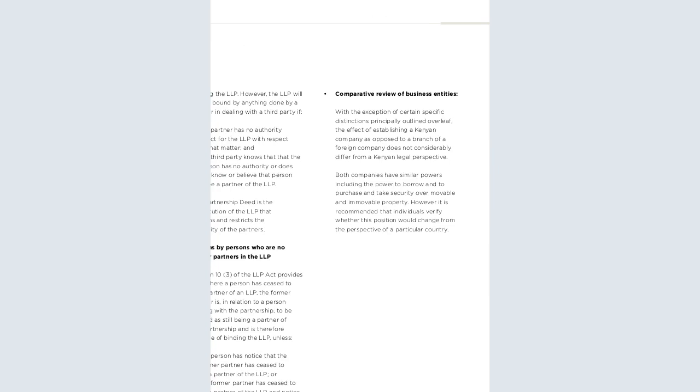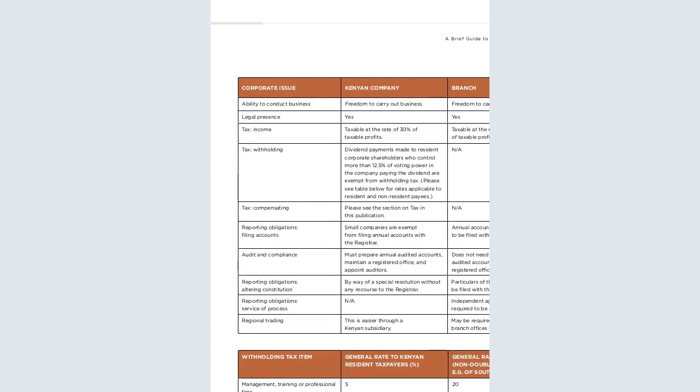Then a comparative review of the business entities. With the exception of certain specific distinctions, principally outlined overleaf, the effect of establishing a Kenyan company as opposed to a branch of a foreign company does not considerably differ from a Kenyan legal perspective. Both have similar powers, including the power of borrowing and the granting of securities over movable and immovable property. However, it is recommended that individuals verify whether this position would change from that perspective.